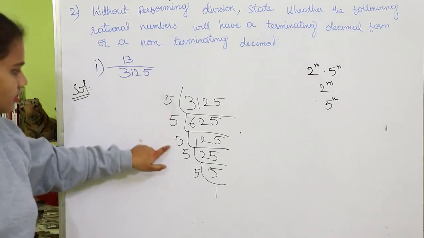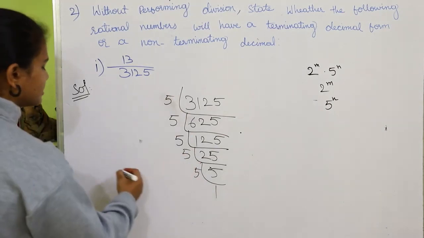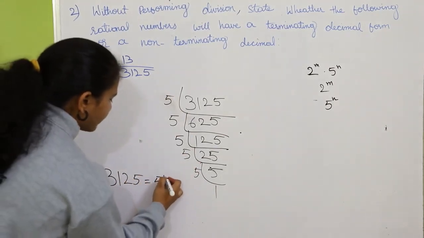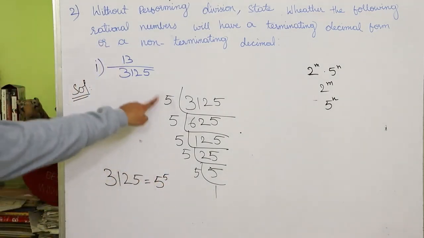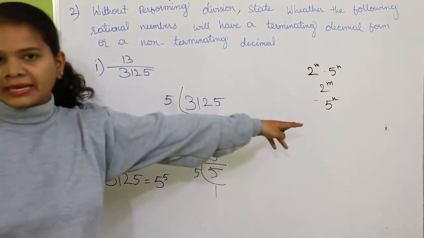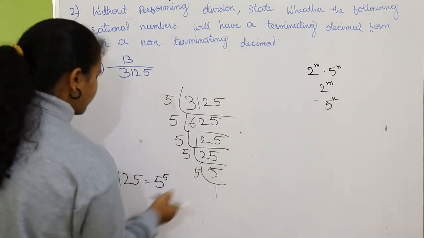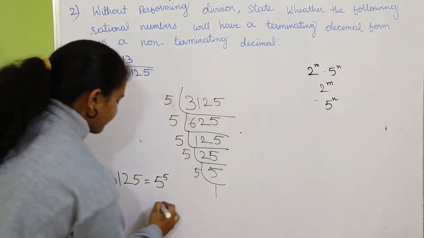So you got 5 power 5, guys. If you do LCM for this, 3 1 2 5 equals 5 power 5. So this is in the form of 5 power n, right? It is in the form of 5 power n, I can say.